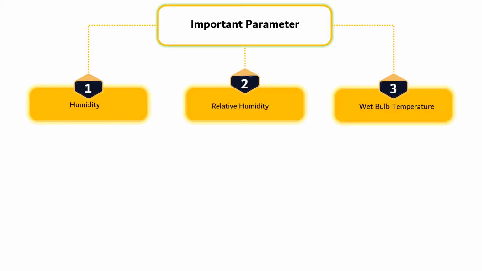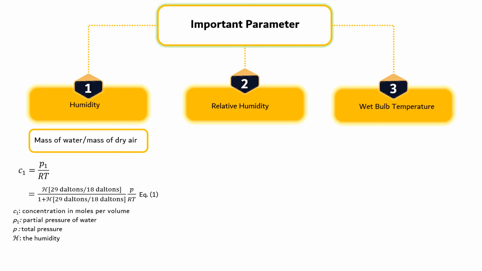There are three important parameters that must be highlighted from the psychrometric chart. First, the water concentration is not commonly expressed as moles water per volume gas or even as partial pressure, but as humidity. Humidity is defined as the mass of water per mass of dry air. Concentration, partial pressure, and humidity are closely related. They can be expressed by equation 1. The second parameter is relative humidity, which can be defined in terms of partial pressure and humidity as shown in equations 2 and 3.